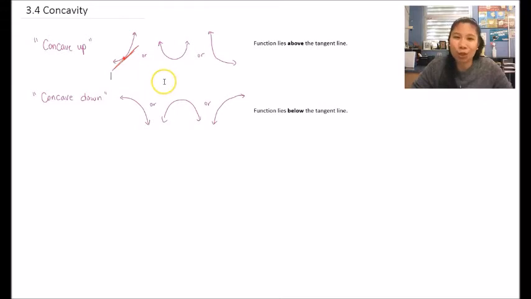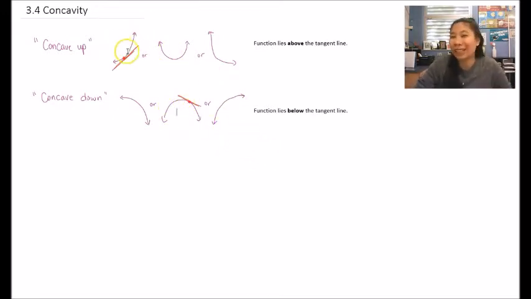And so the opposite is true for concave down. If I were to pick any of these graphs or curves, pick a random point and draw a tangent line, this time the function itself, that curve, would be below the tangent line because it's underneath it. So that's the mathematical definition.